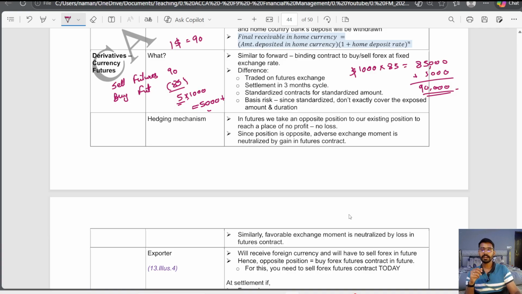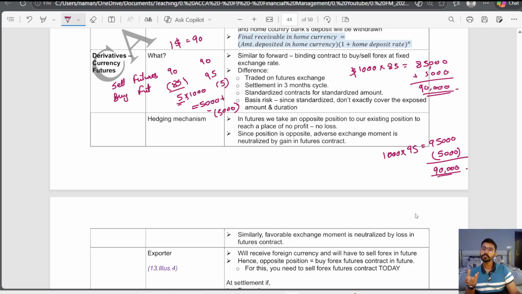Let's say the opposite would have happened. Let's say the exchange rate would have increased. You sold it for 90, the exchange rate actually increased to 95. So now you have a loss of 5,000 over here. Even so, the exchange rate was 1,000 into 95, 95,000 was your receivable. You were very happy. Then somebody reminded you that you had a futures contract. In that futures contract, you had a loss of 5,000. Your net receivable is still 90,000.